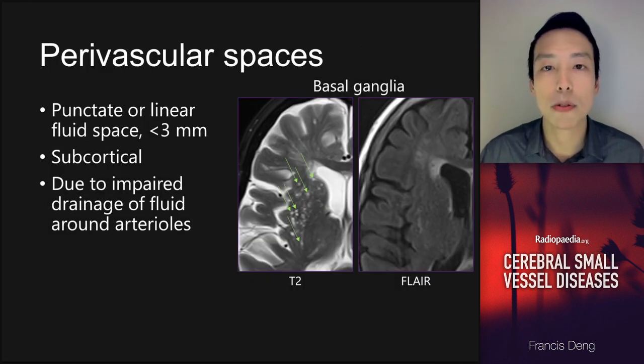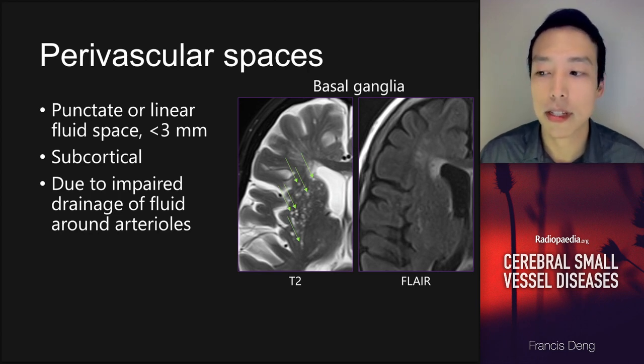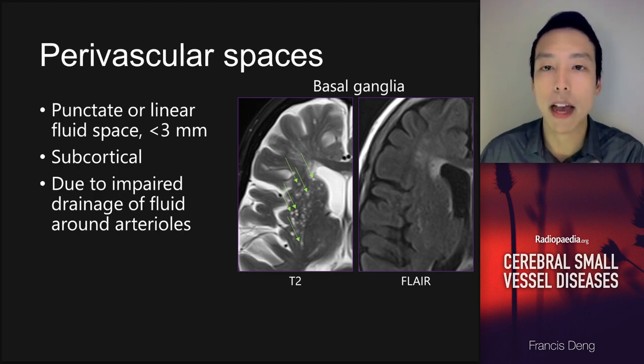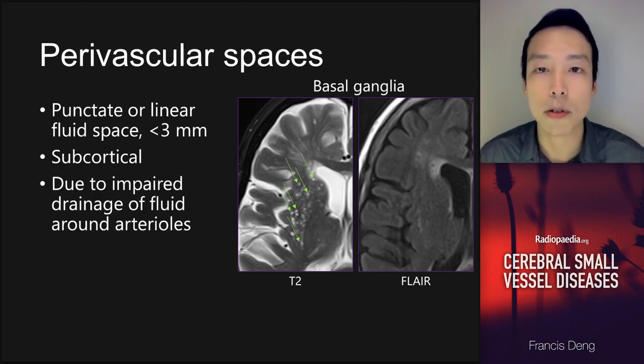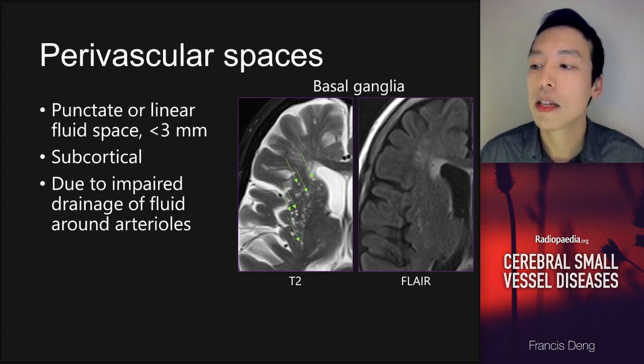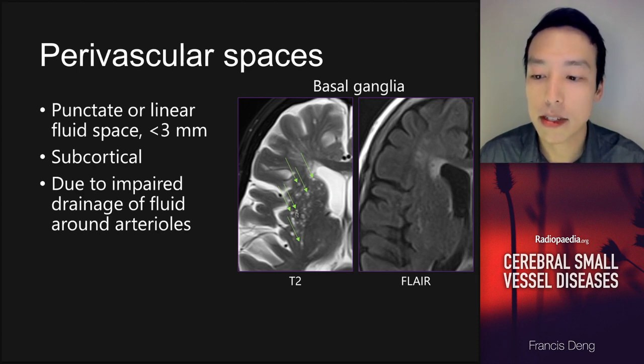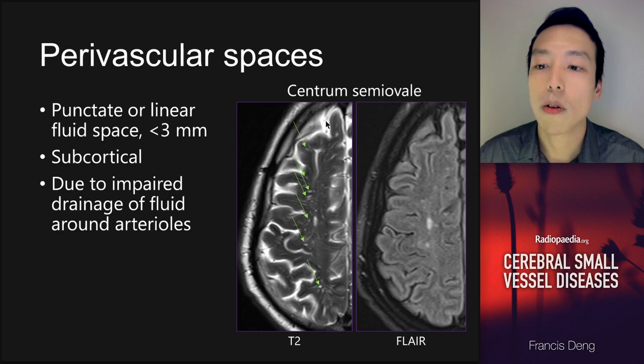Our next marker of cerebral small vessel disease is perivascular spaces. So these are punctate or linear fluid-filled spaces that are less than 3 millimeters in diameter. They're punctate if they're coming out of the plane of imaging. They're linear if they're coursing within the plane of imaging. They're subcortical, meaning not involving the cortex, and they can be located in either the basal ganglia, as in this case, or in the centrum semiovale, in the subcortical white matter.